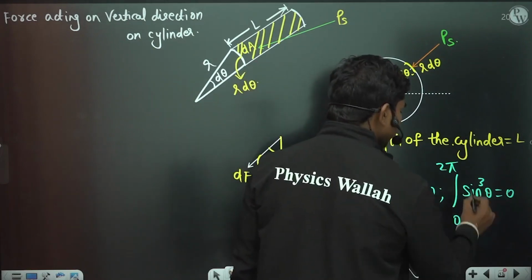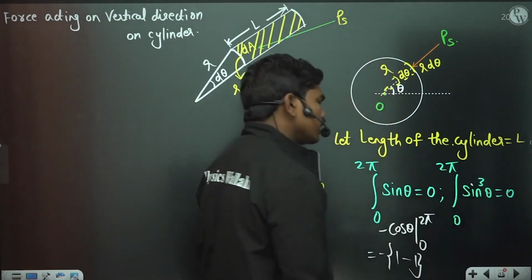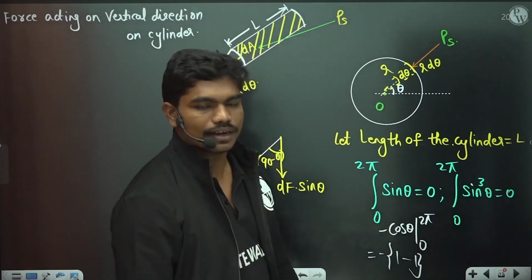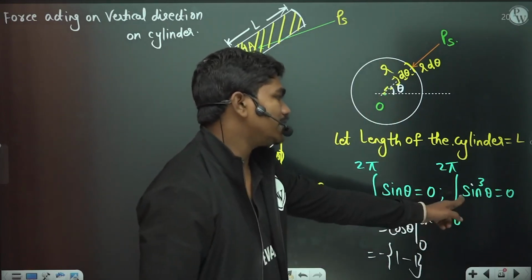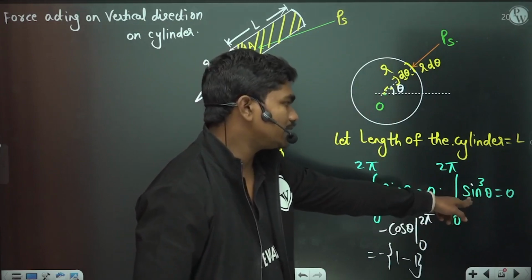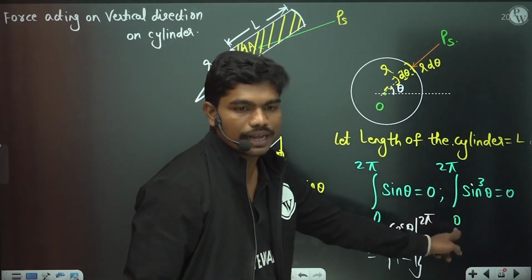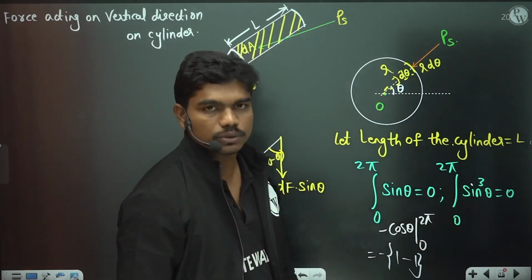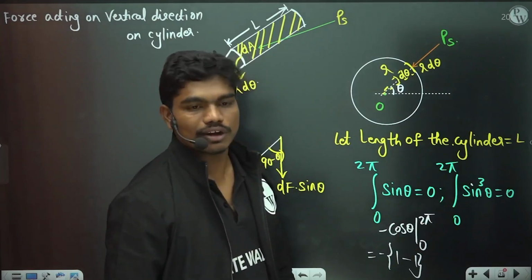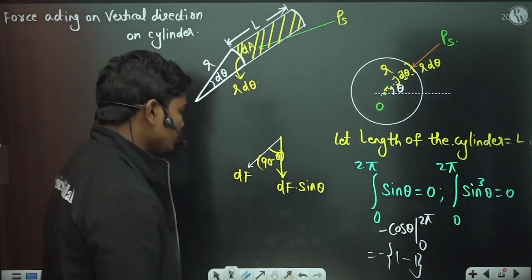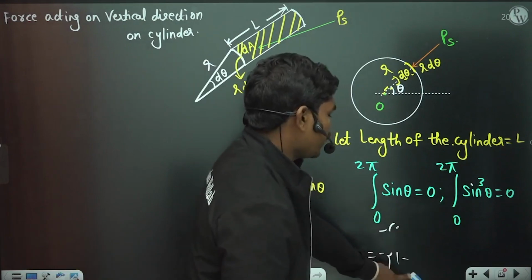Similarly, if you take sin cube theta, you can write it as (3 sin theta minus sin 3 theta)/4, and you will again get this 0 expression. So integral 0 to 2 pi of sin cube theta will also be 0. So these two terms are 0, just some mathematical background I am giving you.